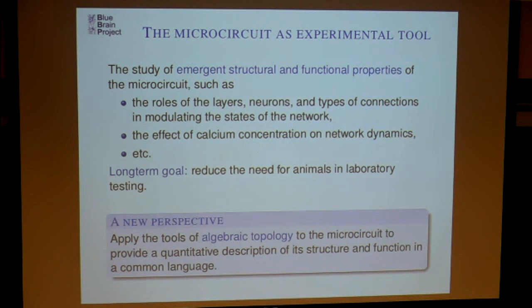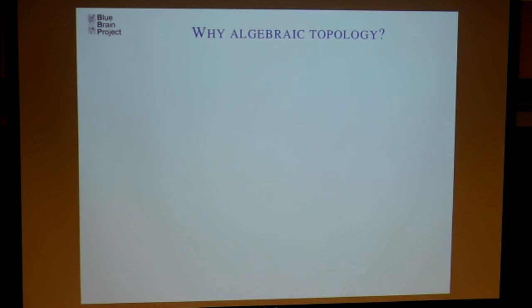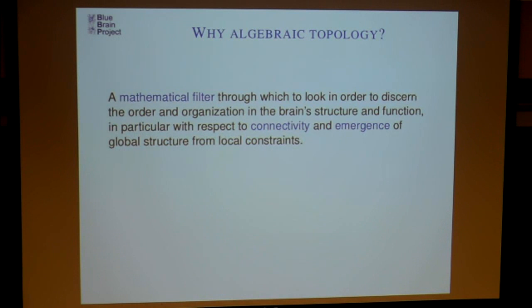Why algebraic topology? Besides the fact that I'm an algebraic topologist, I have a hammer, everything looks like a nail. So, more generally, what are we trying to do? We need to find an appropriate mathematical filter so that, like looking through a polarized filter, you see only certain aspects of the story. You hide some of the complexity and see only part of it. And what we're really interested in is thinking about things like connectivity, which is a reasonable thing to think about, and the emergence of global structure from local constraints.